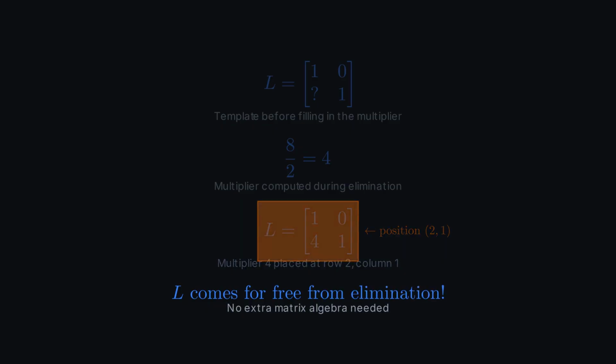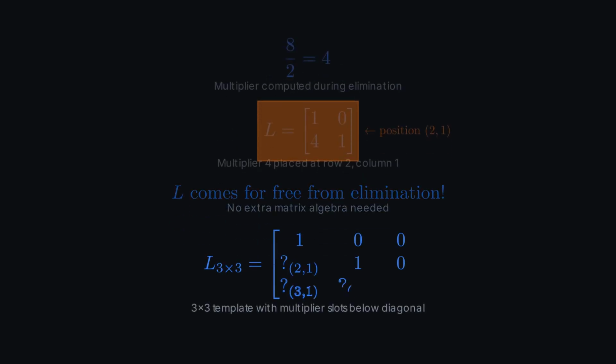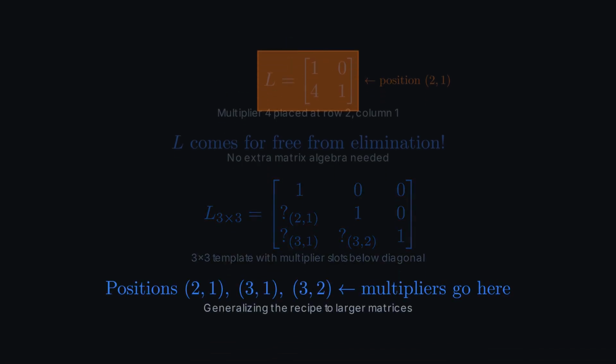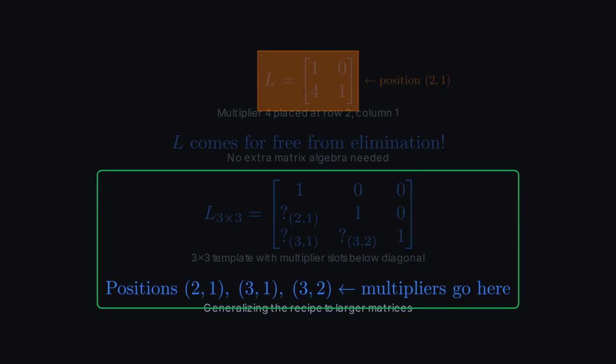Now, to see how this generalizes, consider a 3 by 3 L matrix. It still has ones on the diagonal, and the multiplier slots sit below. Position row 2, column 1, position row 3, column 1, and position row 3, column 2. Each of those slots gets filled by the corresponding multiplier from the elimination steps.